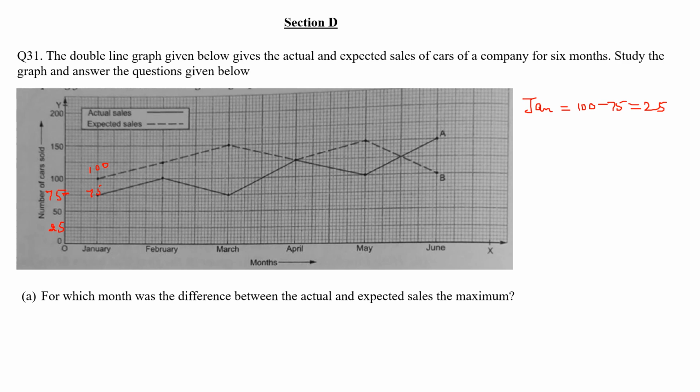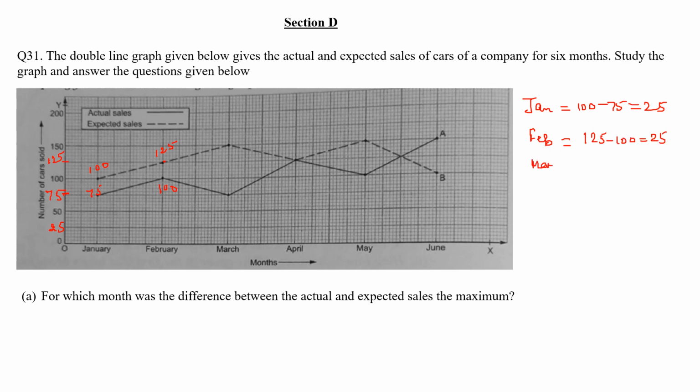Now you have to find for Feb month. For the Feb month, if you see here, this is 150. It is exactly in between that. So it is 125, and this is your 100. So in the Feb month, it is 125 minus 100. So 125 minus 100, if you do, it will be 25.